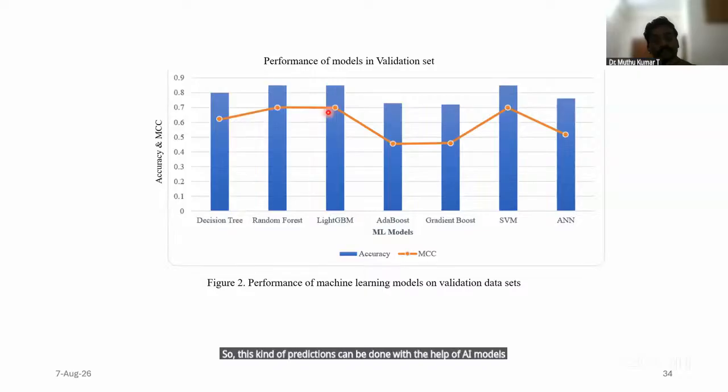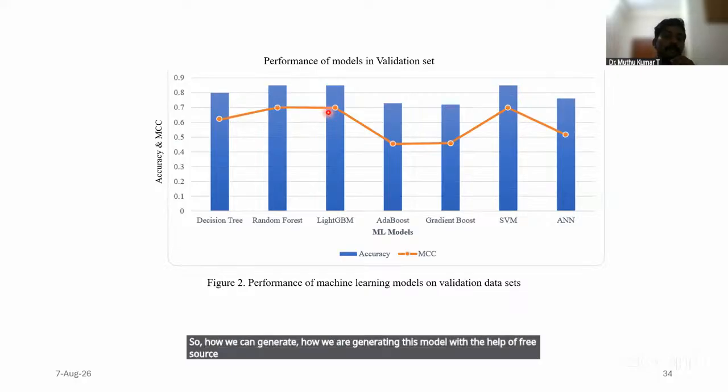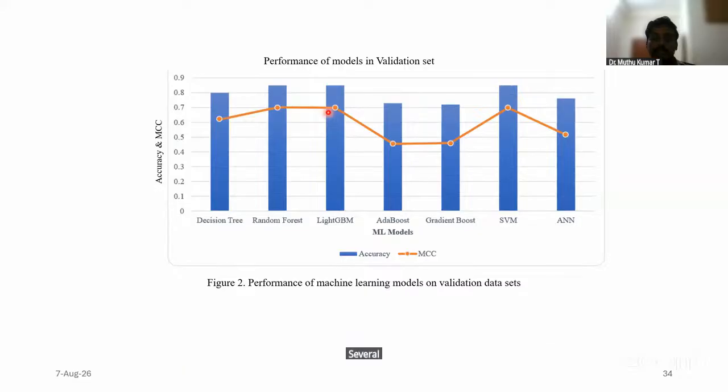How are we generating this model with the help of free source applications? There are several applications that we can install, for example, Anaconda. Anaconda is one of the applications where we can install the Jupyter notebook.